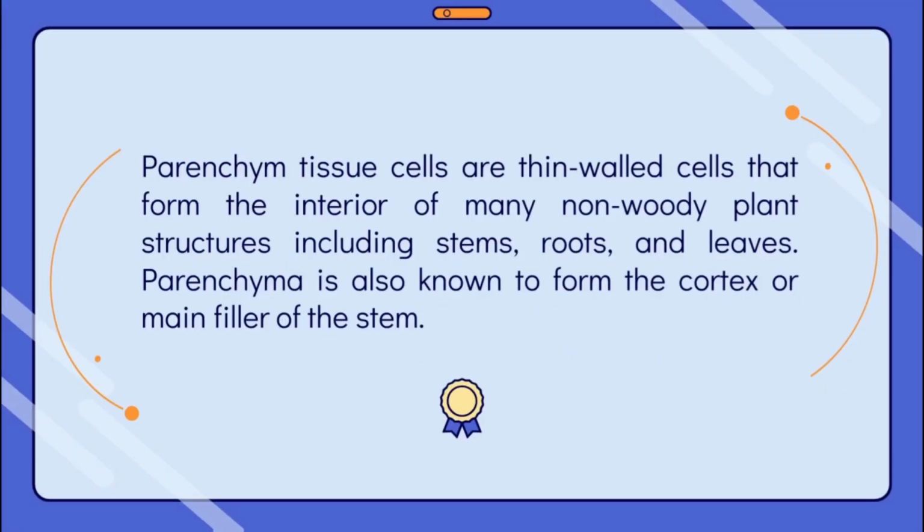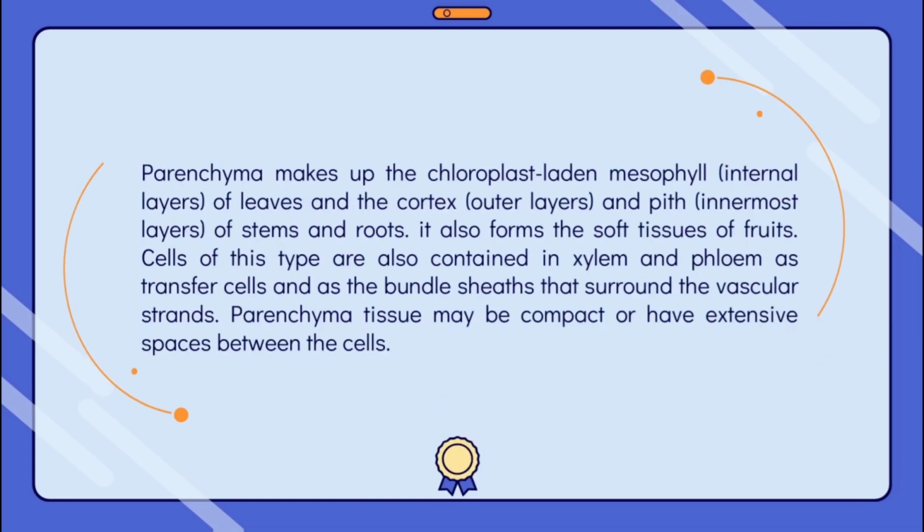Parenchyma tissue cells are thin-walled cells that form the interior of many non-woody plant structures, including stems, roots, and leaves. Parenchyma is also known to form the cortex or main pillar of the stem. Parenchyma makes up the chloroplast-laden mesophyll, the internal layers of leaves, and the cortex, the outer layers, and pith, the innermost layers of stems and roots. It also forms the soft tissues of roots.